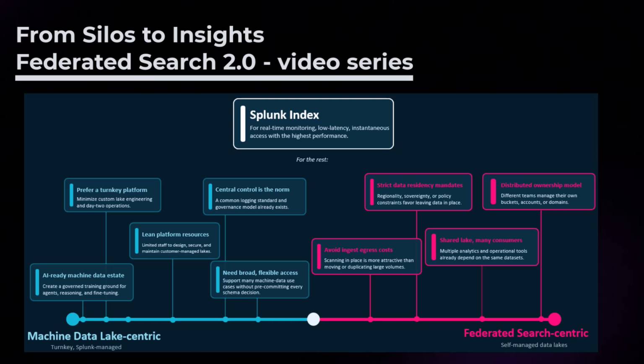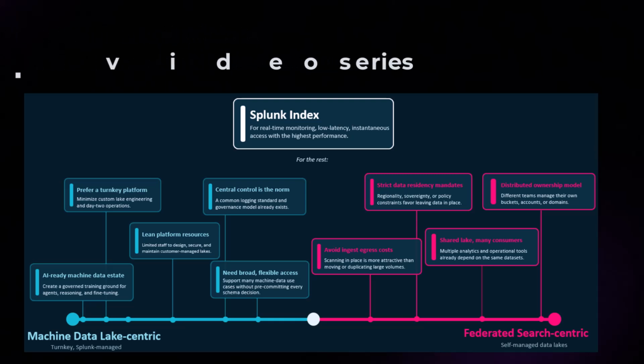On the right are environments where Federated Search tends to play a larger strategic role, for example, when data needs to stay in place because of residency requirements, shared lake usage, distributed ownership, or the cost of moving large volumes of data. And for the most critical real-time monitoring use cases, the Splunk Index remains the highest performance tier. These decisions can be made at the strategy level or tuned for specific data sources and the source type.